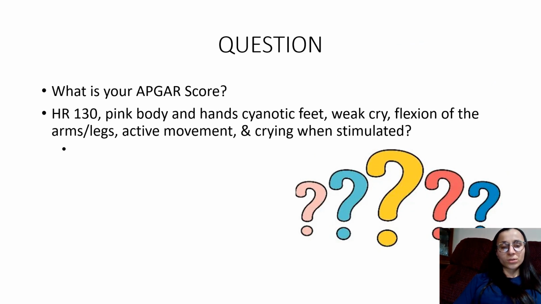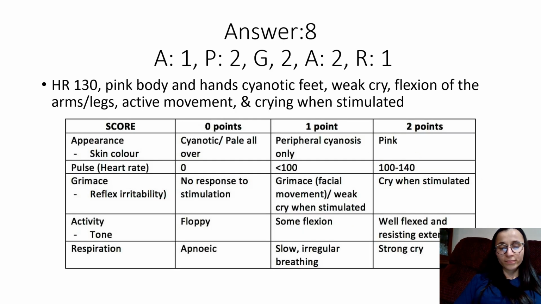Question: what's your APGAR score? The heart rate is 130, the baby has a pink body, hands cyanotic, weak cry, flexion of the arms and legs, active movement, and crying when stimulated. So here's the answer, and it goes based on you checking off the boxes, and that would be your APGAR score.